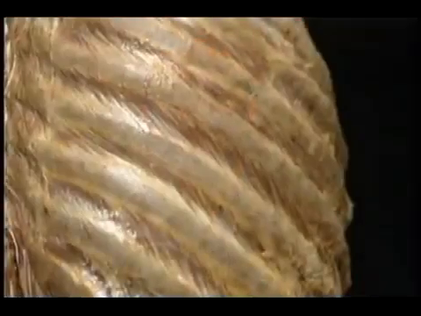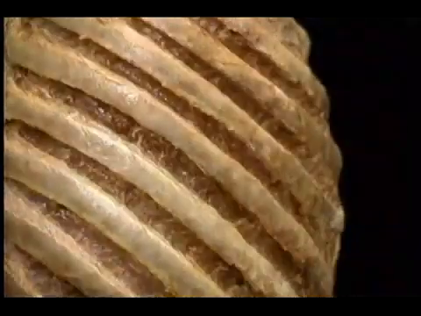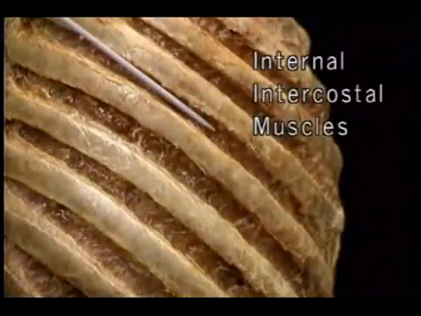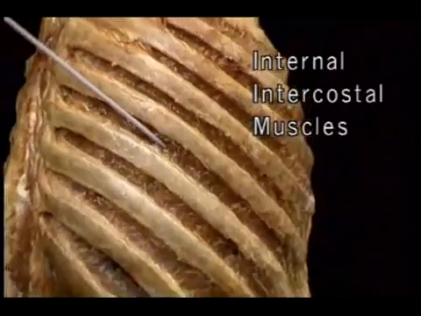Now we'll look at the principal muscles that produce expiration, the internal intercostals and the muscles of the abdominal wall. The internal intercostals lie just beneath the external ones, which we'll remove. Here are the internal intercostal muscles.